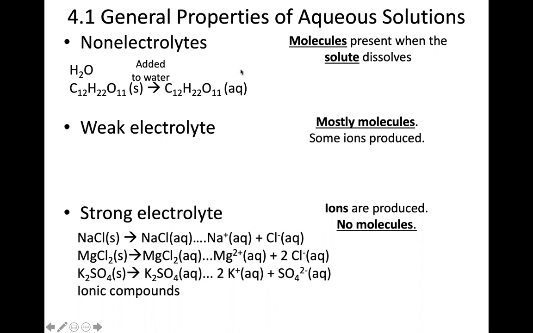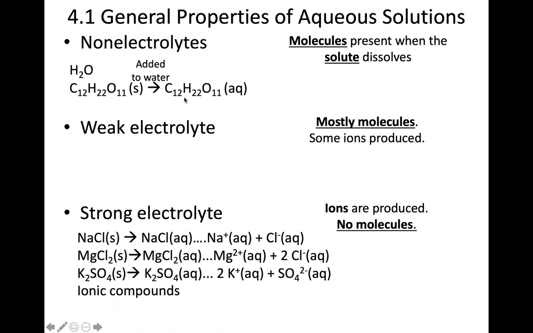I could talk about sugar aqueous, it stays a molecule. I could talk about sodium chloride aqueous, and the aqueous part, I have to be thinking, what does it mean when I have an ionic compound aqueous? It means that it's telling me I have the ions present. This is my distinction here between something being a non-electrolyte and a strong electrolyte.